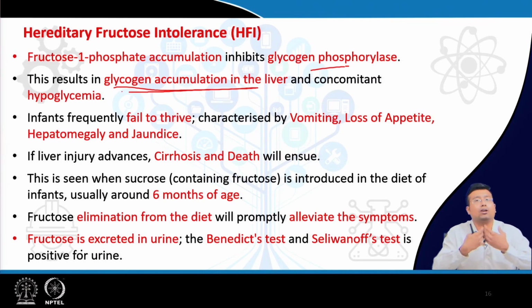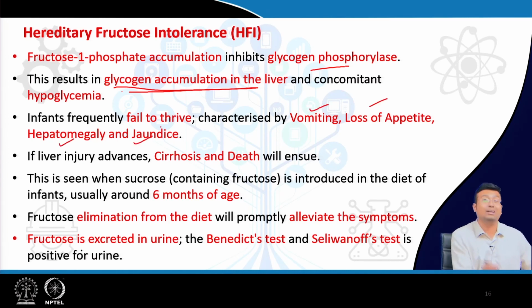So, if glycogen cannot be broken down, it accumulates in the liver and leads to hypoglycemia as well as hepatomegaly. The baby with hereditary fructose intolerance cannot thrive. There is vomiting, loss of appetite, hepatomegaly and jaundice. The reasons are the same as galactosemia. This is the beauty of metabolism: if you understand one concept, the next concept will be very clear.